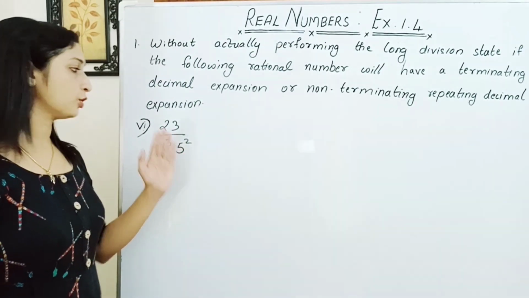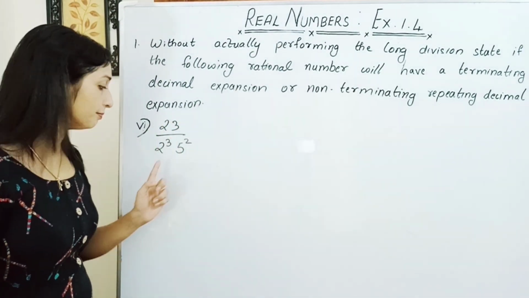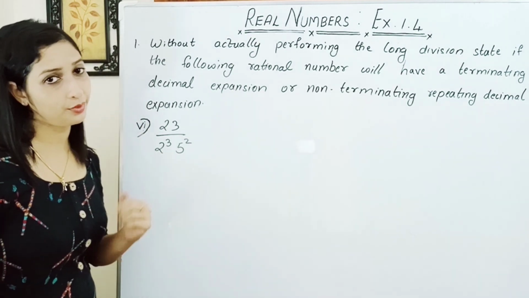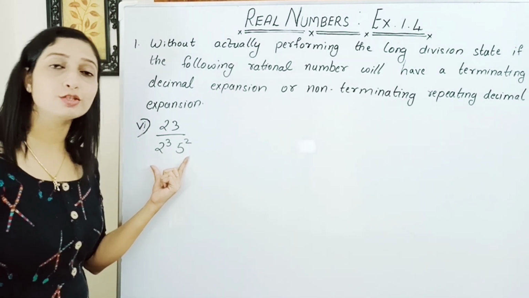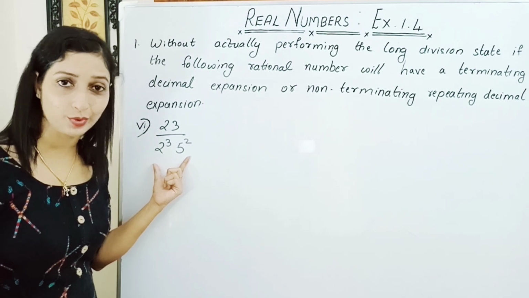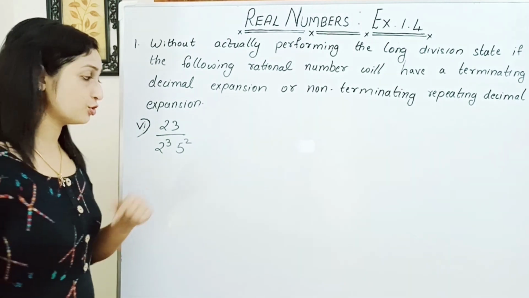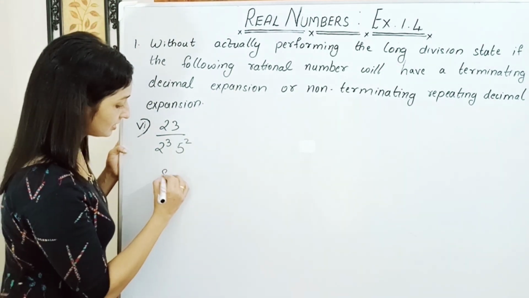Now this is our sixth question, which is given as 23 by 2 cube into 5 square. Now here our denominator is already of the form 2 raised to n into 5 raised to m. So how can you write the answer?